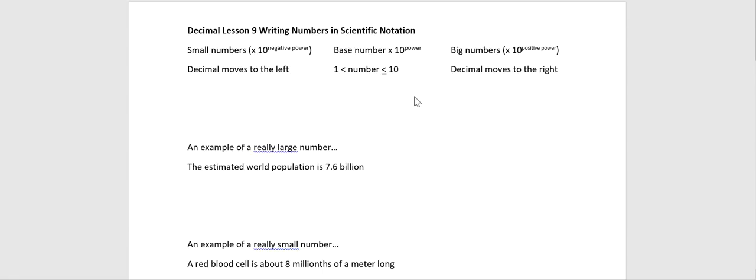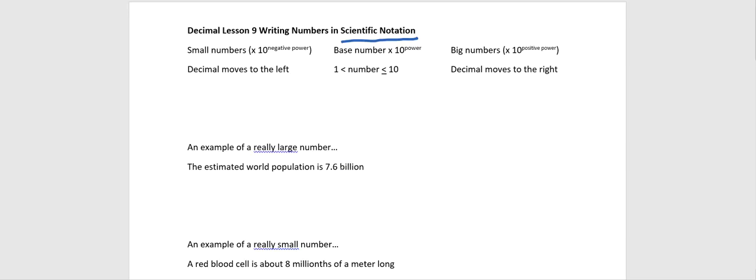So in today's lesson, we're going to learn how to write really big numbers and really small numbers in a more concise way. That just basically means that we're going to take these numbers that take up a lot of space when we write them, and we're going to use a notation called scientific notation to write those numbers in a way that takes up less space.